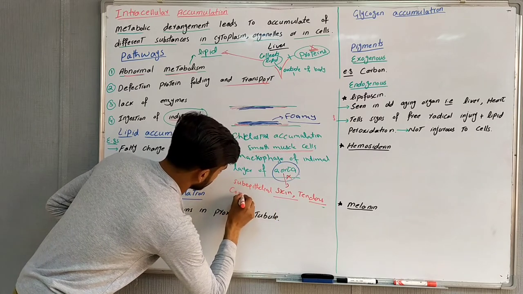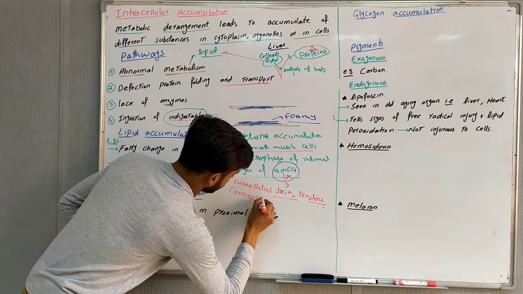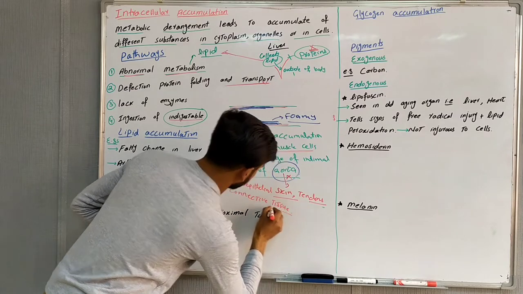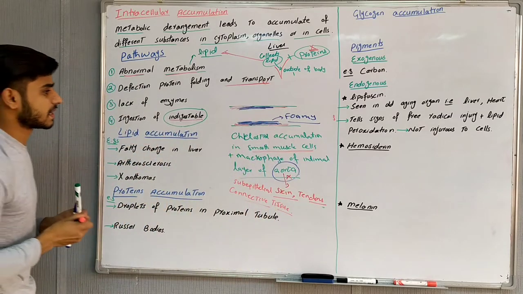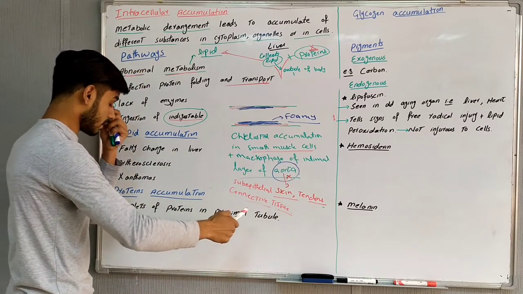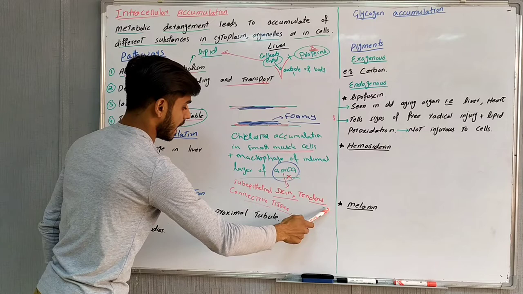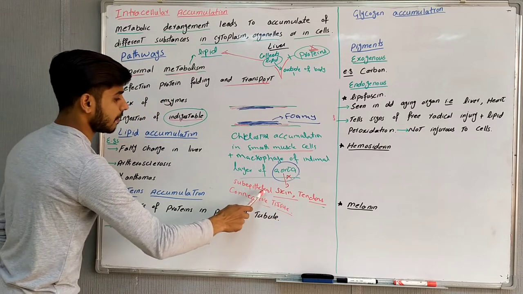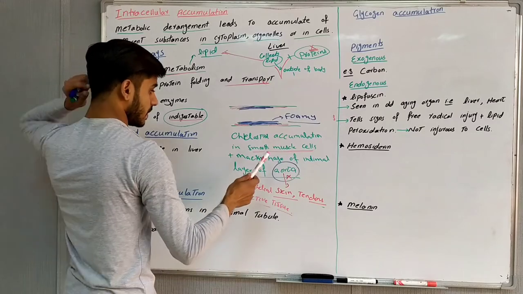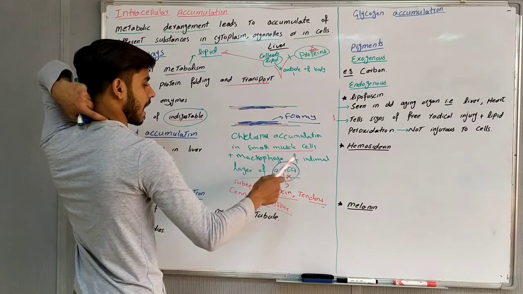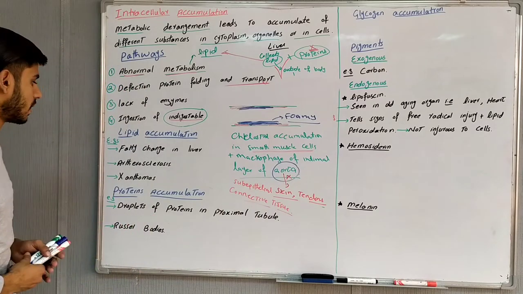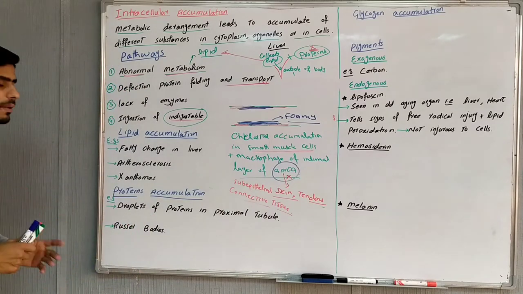So, what is xanthomas? Xanthomas, same as atherosclerosis, have cholesterol accumulation, but the place is changed. It will be in skin and tendons, accumulated in the subepithelial connective tissue. But in atherosclerosis, it was accumulated in the smooth muscle cells and macrophages of the aorta, whereas this is in skin and tendon. So, these are some examples of lipid accumulation.